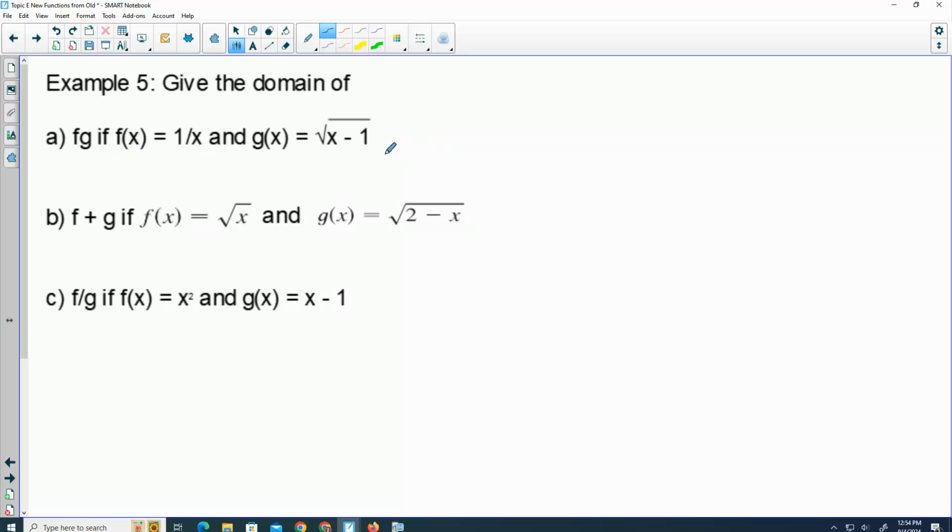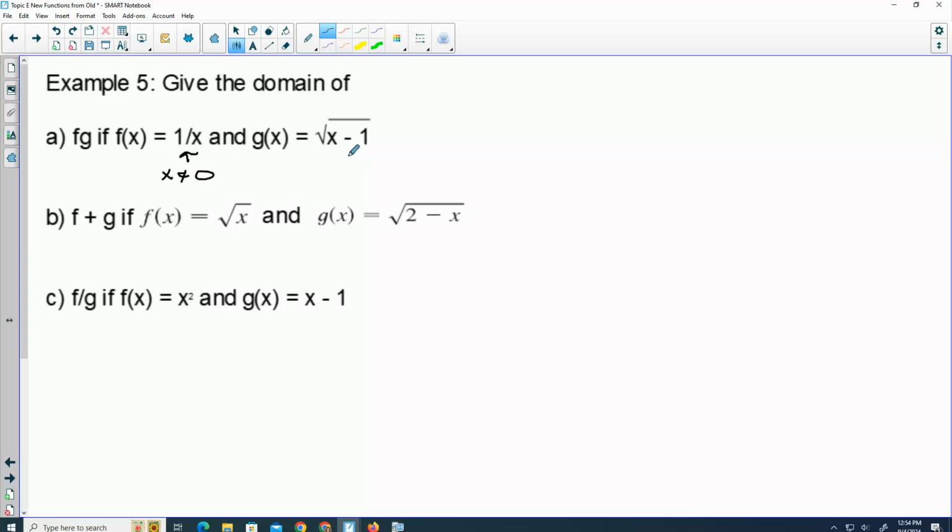Alright, so I want to give the domain of f times g, if f of x is 1 over x and g of x is the square root of x minus 1. So we have to think about each of these. If you have 1 over x, what's the domain of that? X cannot be 0.